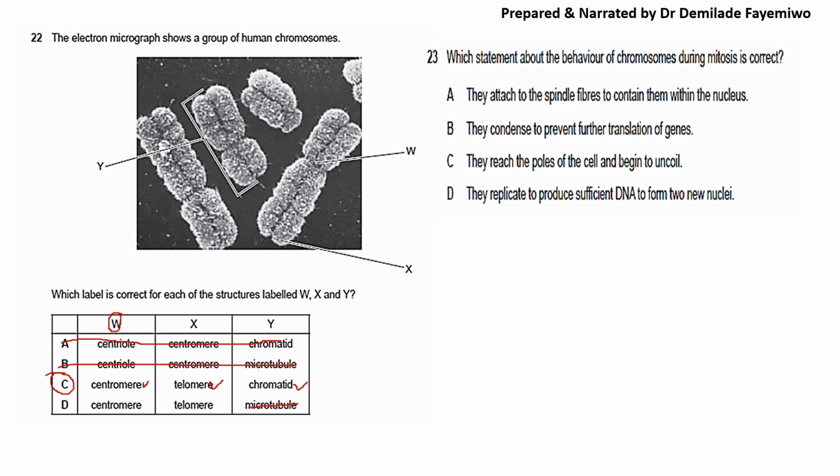The behavior of chromosomes during mitosis has more to do with C, and not with D, because by the time they're replicating, that's not part of mitosis. That's another part of the cell cycle, which we just spoke about, the G1, S phase and G2 phase. If you want to understand that in detail, please watch the video I did on mitosis. They attach to the spindle fibers to contain them within the nucleus. That's not true. They condense to prevent further translation of genes. That's also not true. So the answer has to be C.